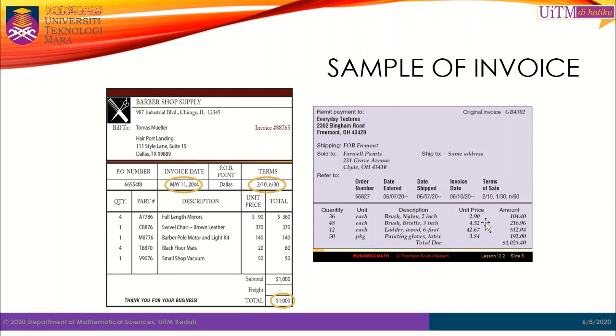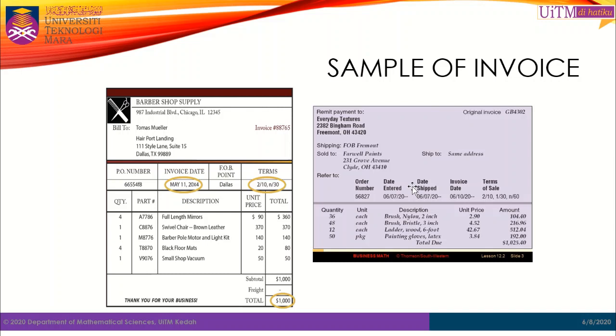So which means that a 2% discount will be granted if payment is made within the first 10 days. And then a 1% discount will be granted if payment is made between the 11th day until the 30th day from the date of invoice. Okay, and then full payment is due within 60 days, and no discount is given if payment is made between the 31st day until the 60th day. If payment is made after the 60th day, then a penalty may be imposed.